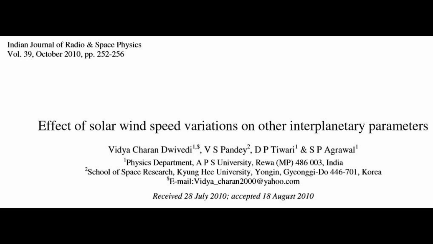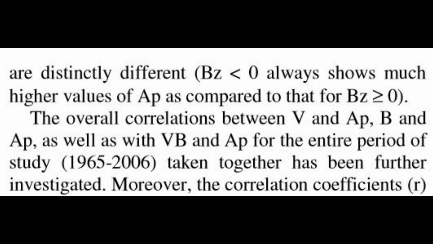And this is a huge study, the effect of solar wind speed variations on other interplanetary parameters. So this study was looking at data taken from 1965 to 2006. So a whole lot of data was put into this. And they found that BZ negative, or BZ less than 0, always shows much higher values of AP, which is similar to KP, as compared to that for BZ greater than 0.